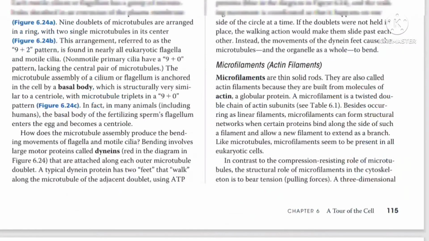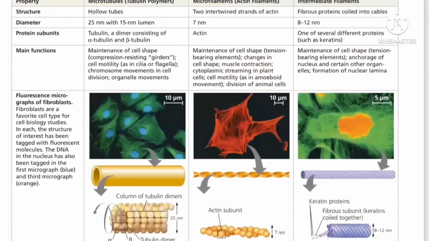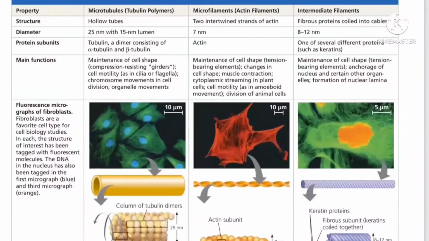Just go into the detail here. See the diagram, I'll show you. See, these are the 3 types. Microtubules are hollow, diameter 25 nanometer, made up of tubulin protein. Actin filament makes microfilaments, and intermediate filaments are made up of keratin protein.